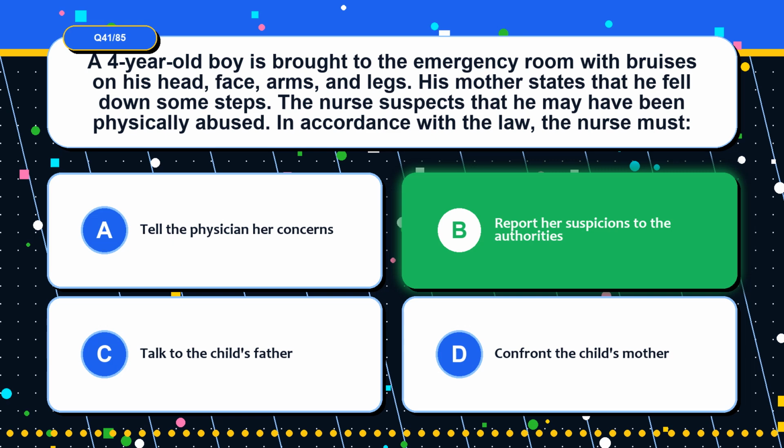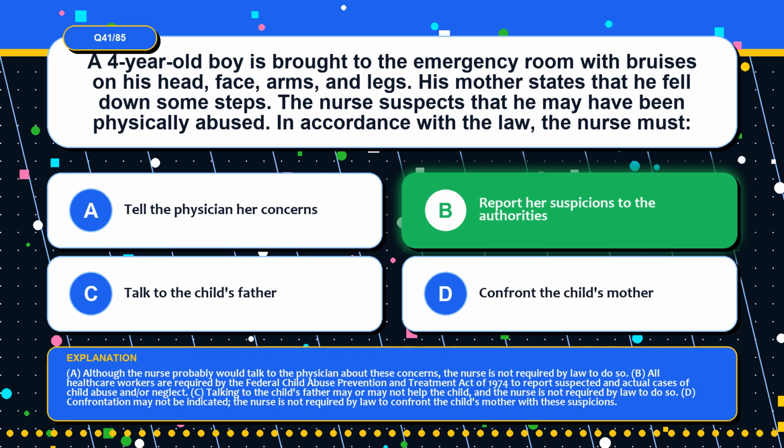The correct answer is option B, report her suspicions to the authorities. A. Although the nurse probably would talk to the physician about these concerns, the nurse is not required by law to do so. B. All healthcare workers are required by the Federal Child Abuse Prevention and Treatment Act of 1974 to report suspected and actual cases of child abuse and/or neglect. C. Talking to the child's father may or may not help the child, and the nurse is not required by law to do so. D. Confrontation may not be indicated. The nurse is not required by law to confront the child's mother with these suspicions.